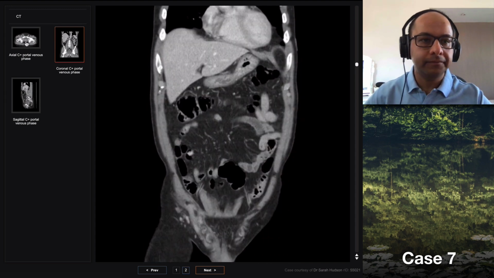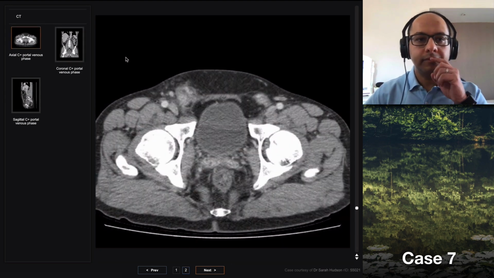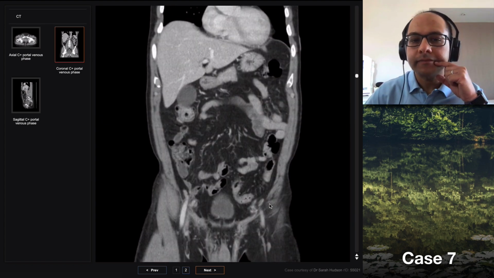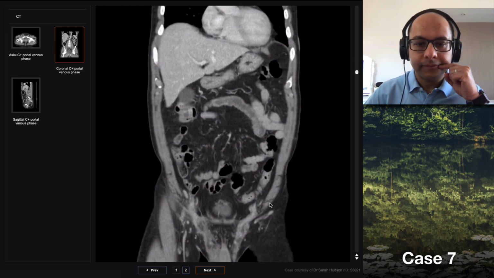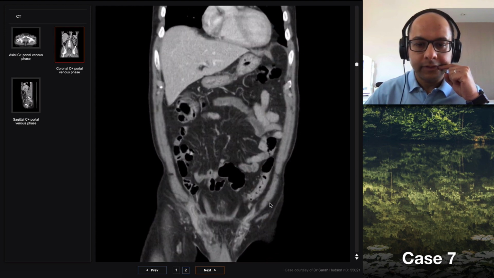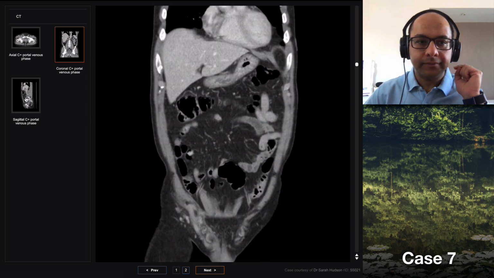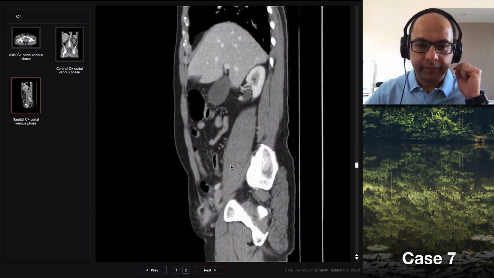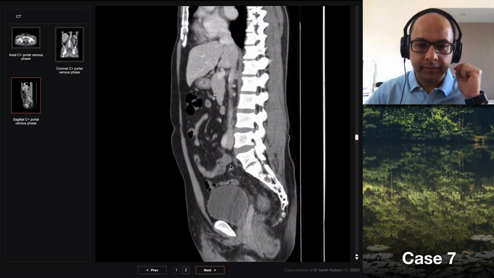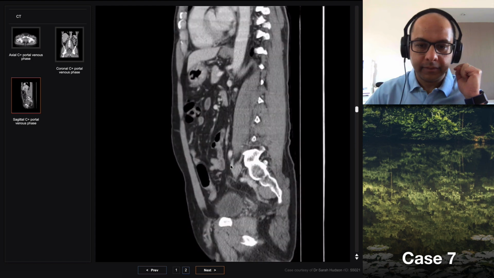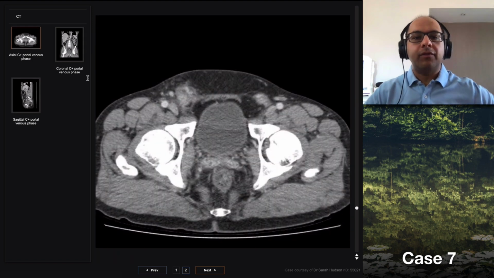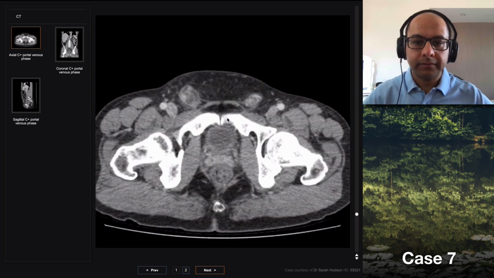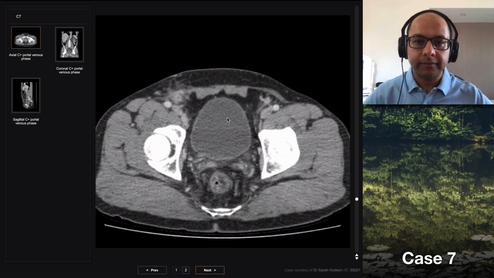Okay, I'm just looking in the coronal as well. I can't tell anything in particular. I'm just going to look in the sagittal quickly. Okay, what do you reckon? I'm just going to track this back up.